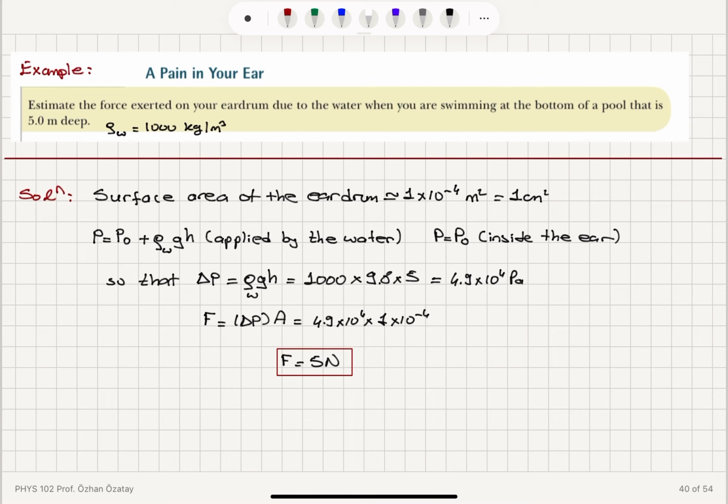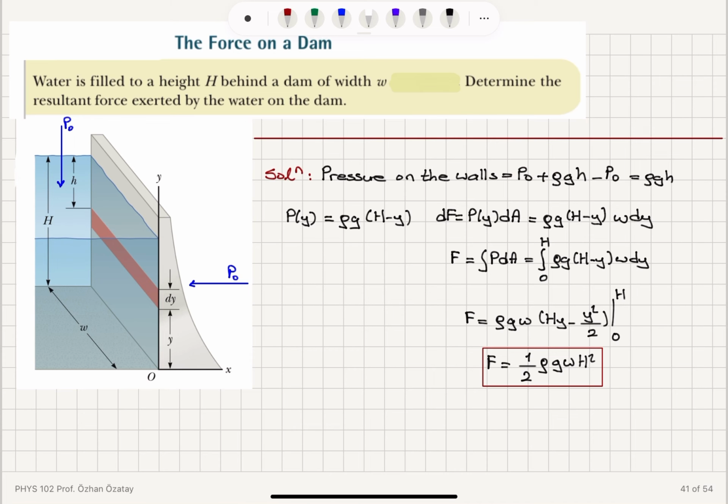We estimated the surface area of the eardrum to be 1 centimeter squared, and we calculated the force that the eardrum would feel at the bottom of a pool that is 5 meters deep. Basically, we used the fact that the pressure varies with depth. So P0 plus rho gh is the pressure at the bottom of the swimming pool, but on the other side of the eardrum, we have atmospheric pressure. So the gauge pressure here is rho gh, and that gives us the force as delta P times the surface area of the eardrum.